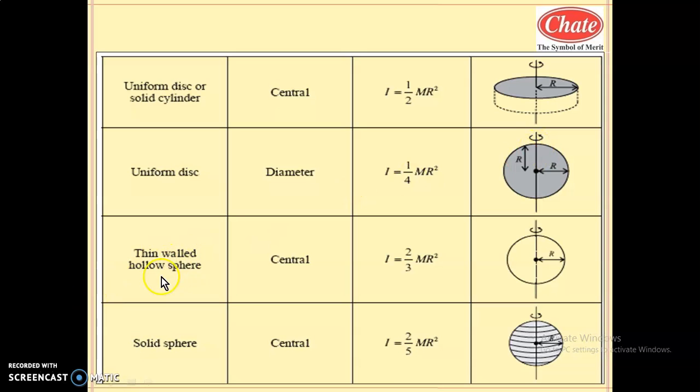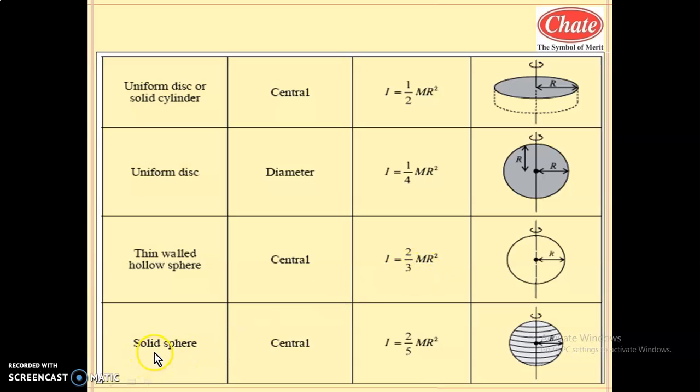Now, the thin-walled hollow sphere. An example of a hollow sphere is a balloon, or a plastic ball. The moment of inertia about the central axis will be 2 by 3 m r square, where r is the radius and the axis passes through the center of the hollow sphere. This is also called a spherical shell. So the moment of inertia about the diameter of a spherical shell is 2/3 of m r square. Remember this formula. List it in your summary sheet.